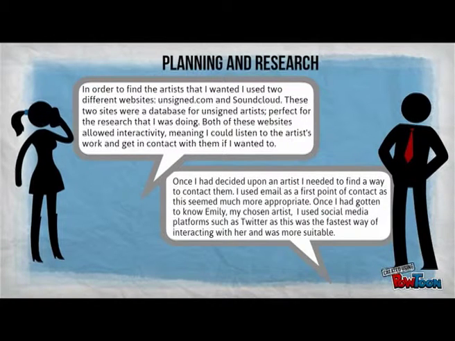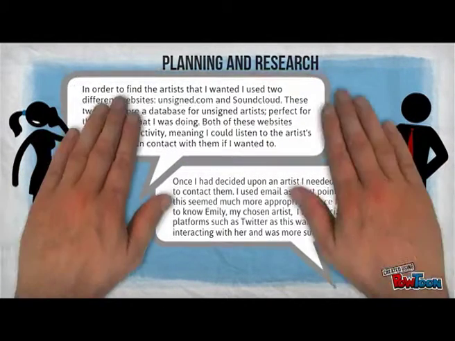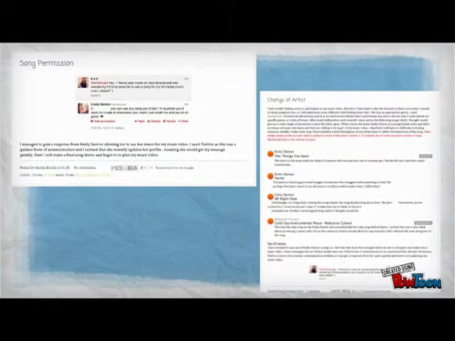Once I had decided upon an artist, I needed to find a way to contact them. I used email as a first point of contact as this seemed much more appropriate. Once I had gotten to know Emily, my chosen artist, I used social media platforms such as Twitter as this was the fastest way of interacting with her and was more suitable. To the left is the permission I got from Emily to use her song. To the right is a list of the possible songs of hers that I could have used on SoundCloud.